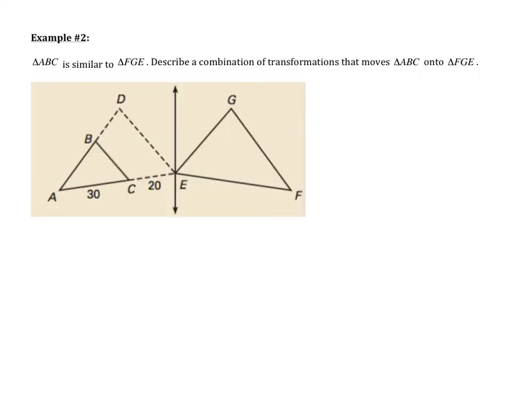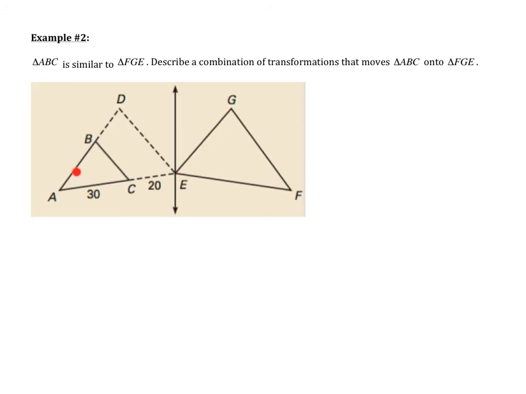So let's see an example of combining dilations with rigid motion. So here's example number 2. Triangle ABC is similar to triangle FGE. So here's ABC, and we're told that it is similar to triangle FGE. Describe a combination of transformations that moves triangle ABC onto triangle FGE.